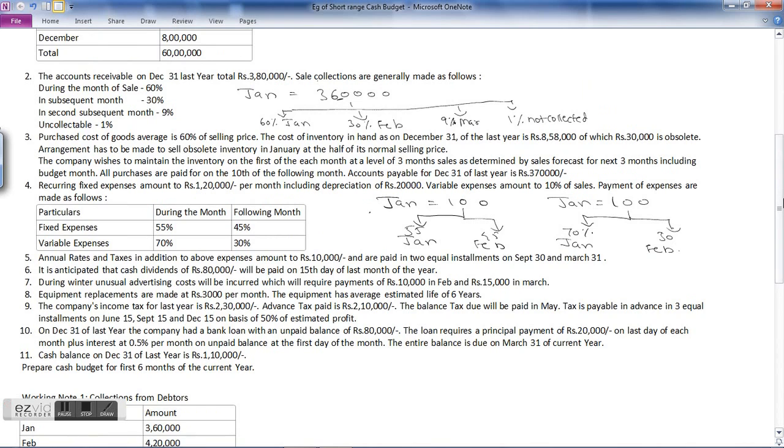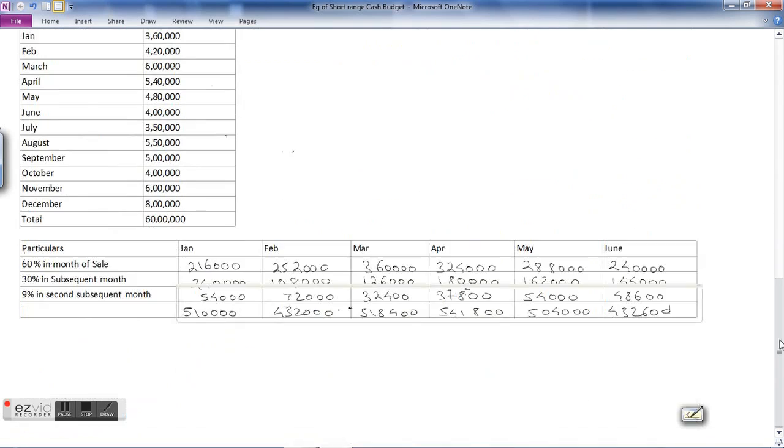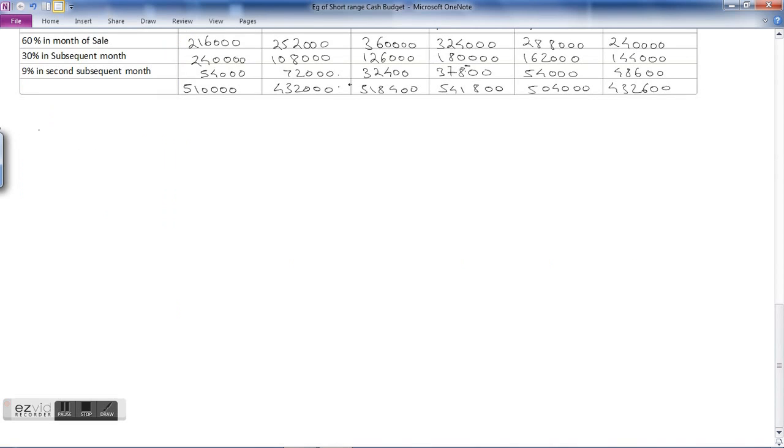Next point, purchased cost of goods average is 60% of selling price. Okay, so cost of inventory in hand as on December 31st of last year is 8,58,000, of which rupees 30,000 is obsolete. Arrangement has been made to sell obsolete inventory in the month of Jan at a half of its normal price. Okay, so we'll prepare one more working note. This is for working note number 2.